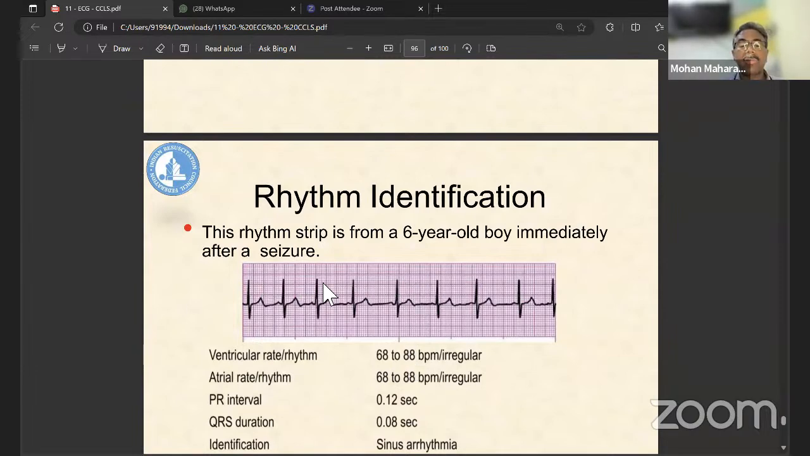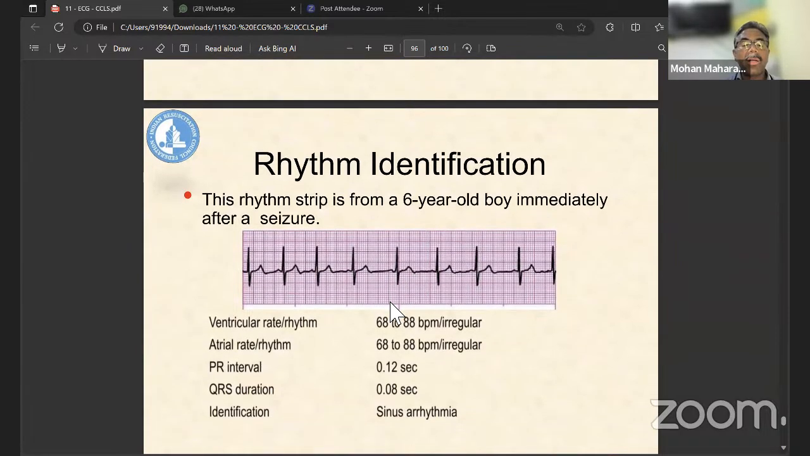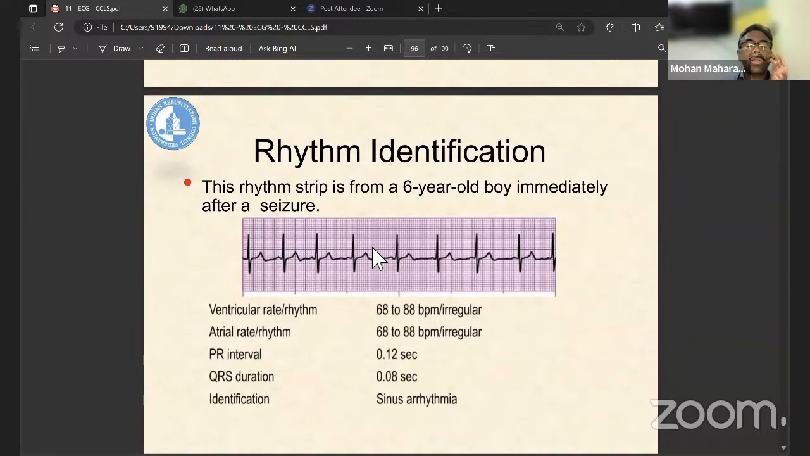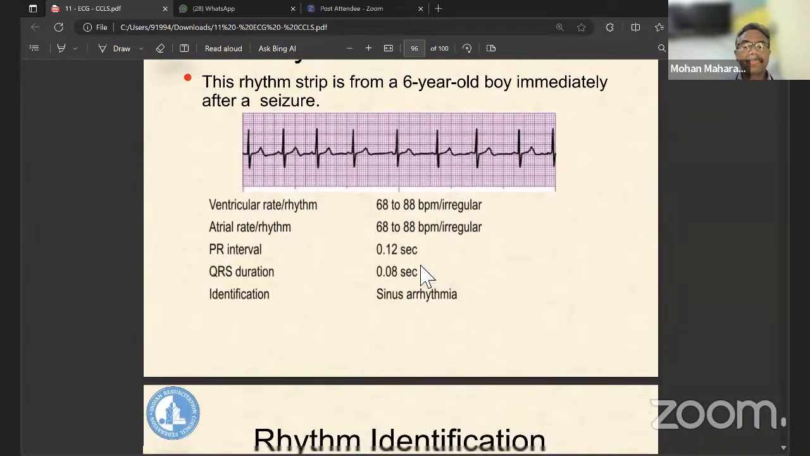The RR interval is not equal. And atrially, is every QRS having a P wave? Please check whether every QRS is being followed or not. So the rate is the same, but at the same time the PR interval, you can see here, here, here, is 0.12 second. And the QRS duration is 0.08 seconds. So this is sinus arrhythmia. The change is there. It's arrhythmia, absence of rhythm. At the same time, every P is followed by a QRS and the size has not changed. Okay.